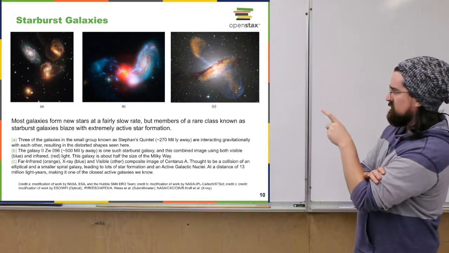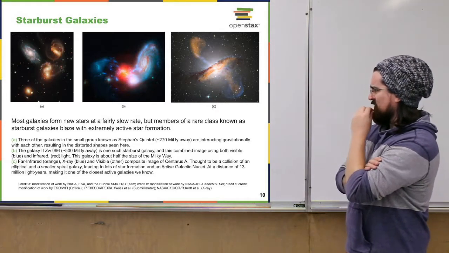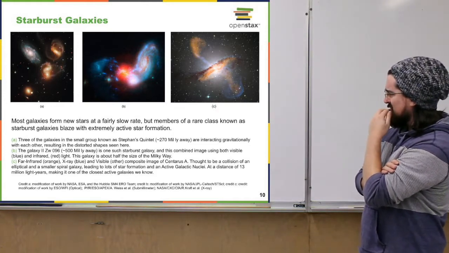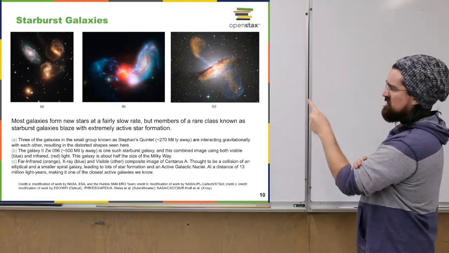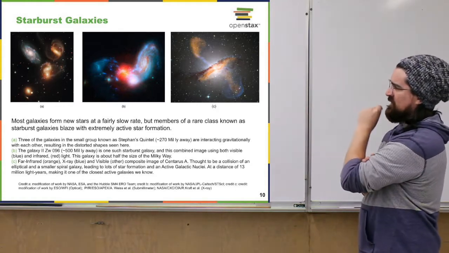Let's see, on the left, we have Stephan's Quintet, which is actually only the 3 yellowish galaxies that are close together, that are really gravitationally bound.